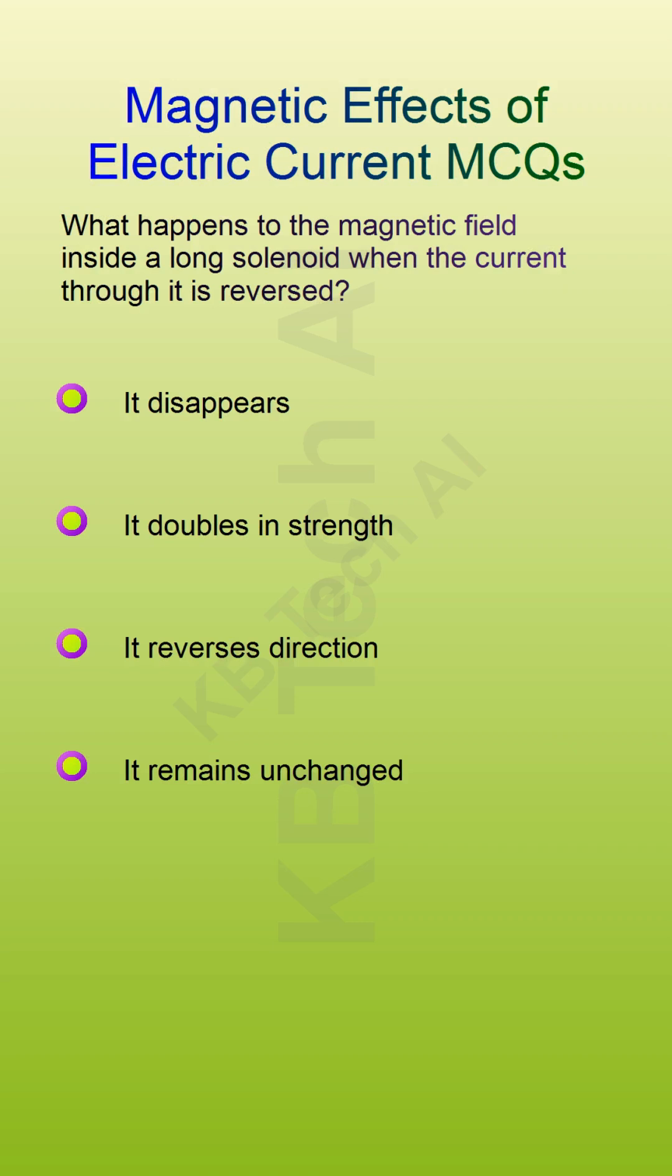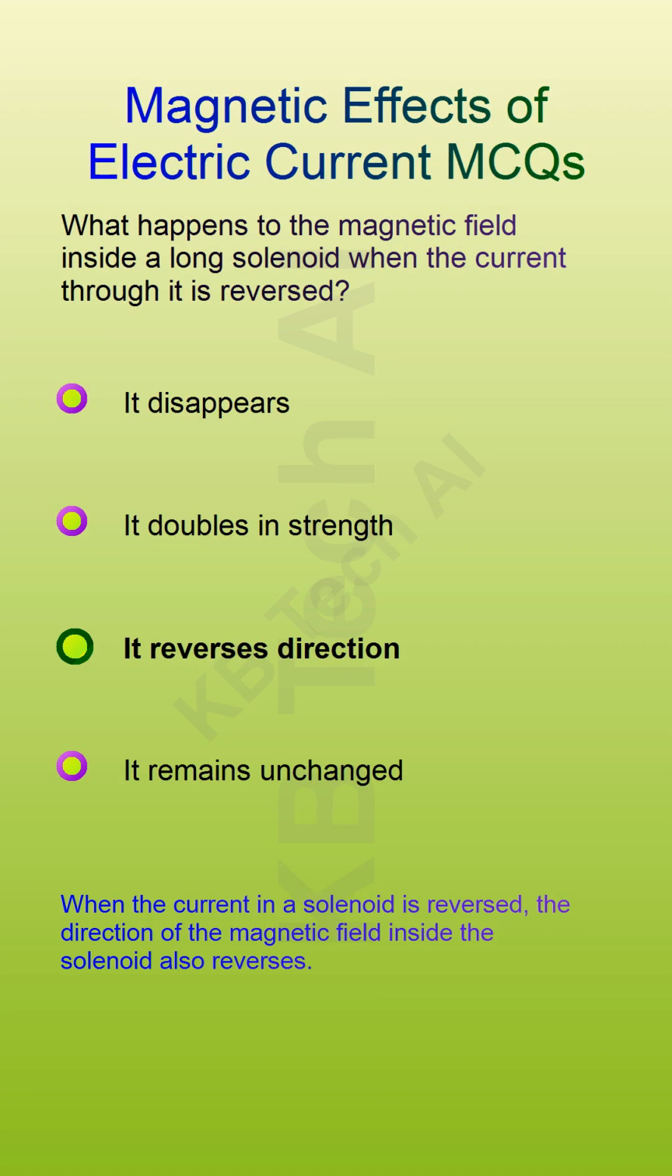What happens to the magnetic field inside a long solenoid when the current through it is reversed? Option 1, it disappears. Option 2, it doubles in strength. Option 3, it reverses direction. Option 4, it remains unchanged. The answer is, Option 3, it reverses direction.